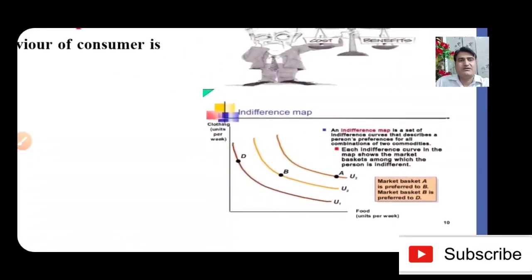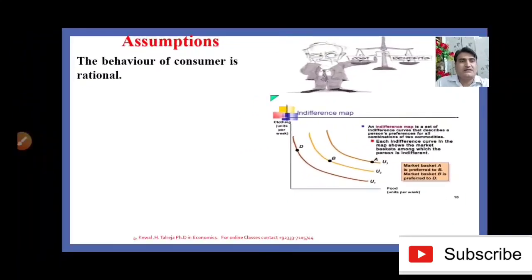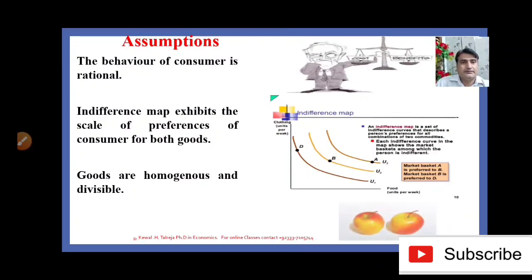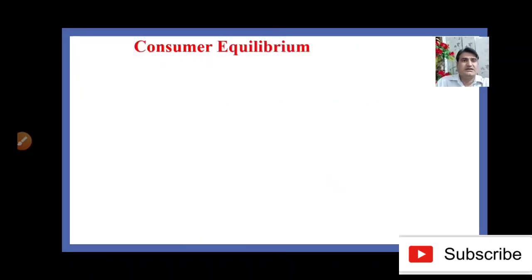So on the basis of the indifference map, it is assumed that the indifference map exhibits the scale of preferences of the consumer for both goods. Goods are homogeneous and divisible. So these are the assumptions on the basis of which we analyze consumer equilibrium.